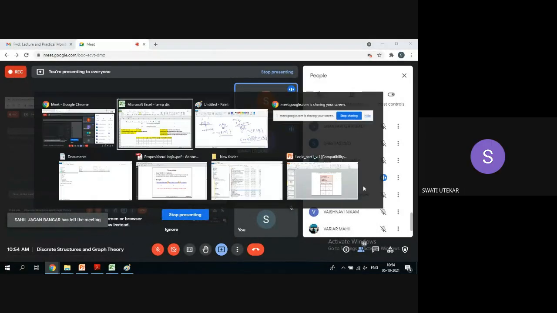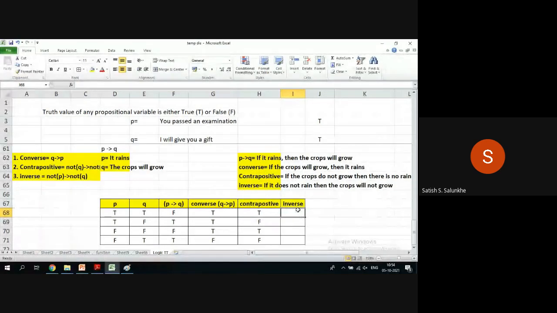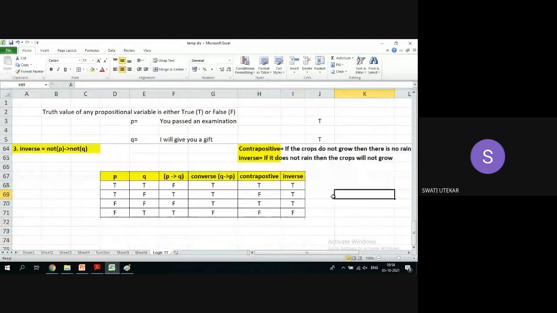Yes, sir. Tell me the inverse. True, true, true, false. Okay. So, what is your conclusion from this? In the contrapositive, at last I got true. Okay, so there is a deviation. Who was earlier? Swati, you were. Yes, sir. It will be true. It is true. Okay.